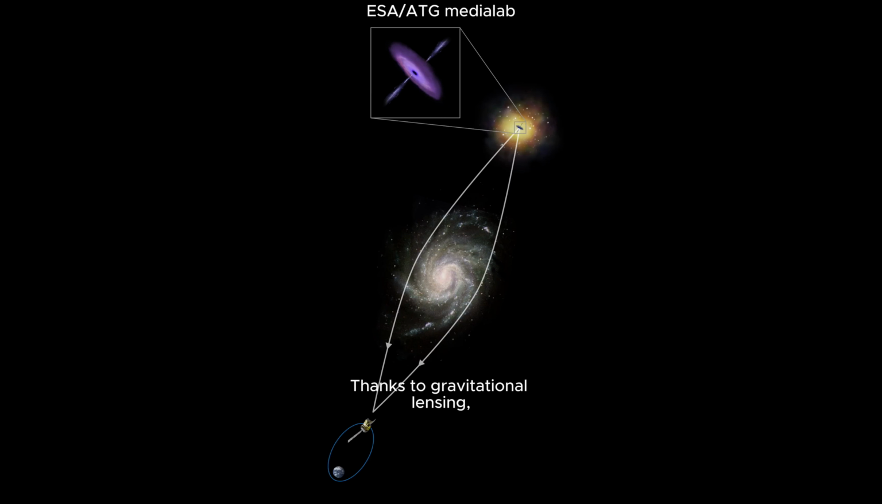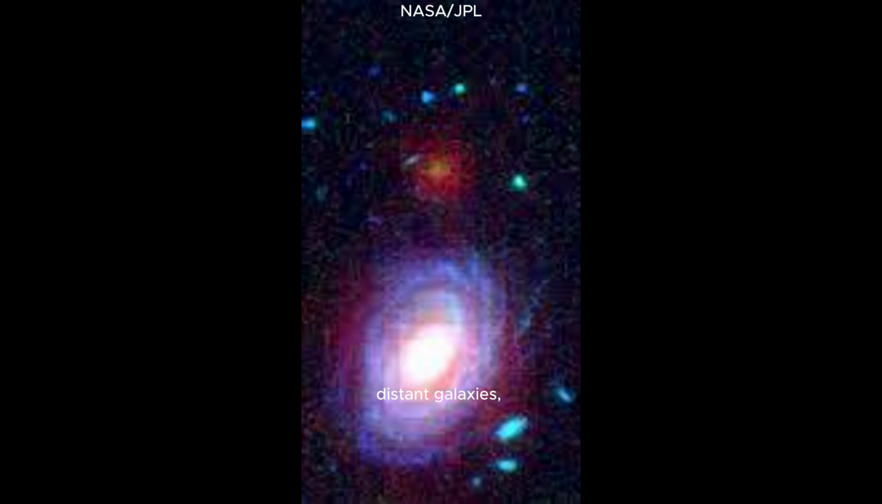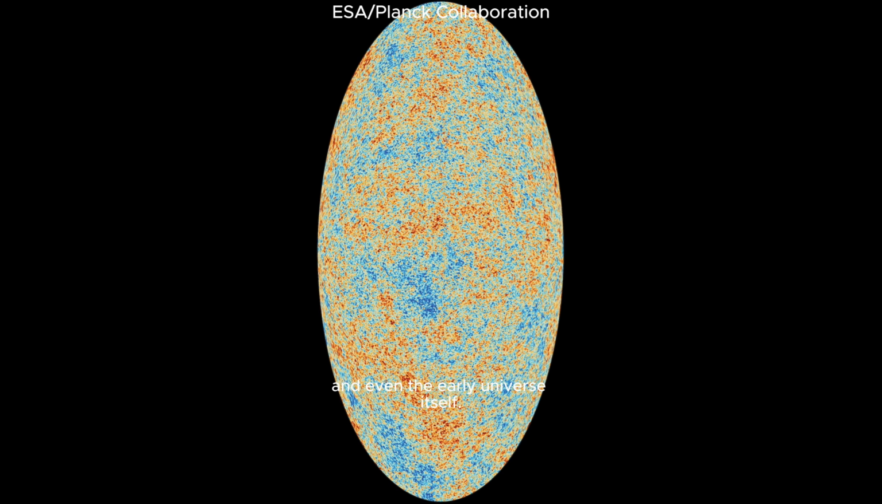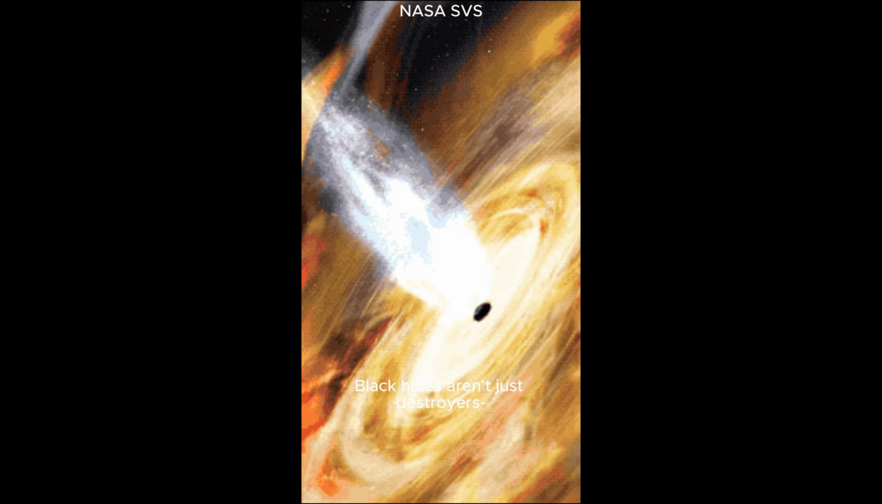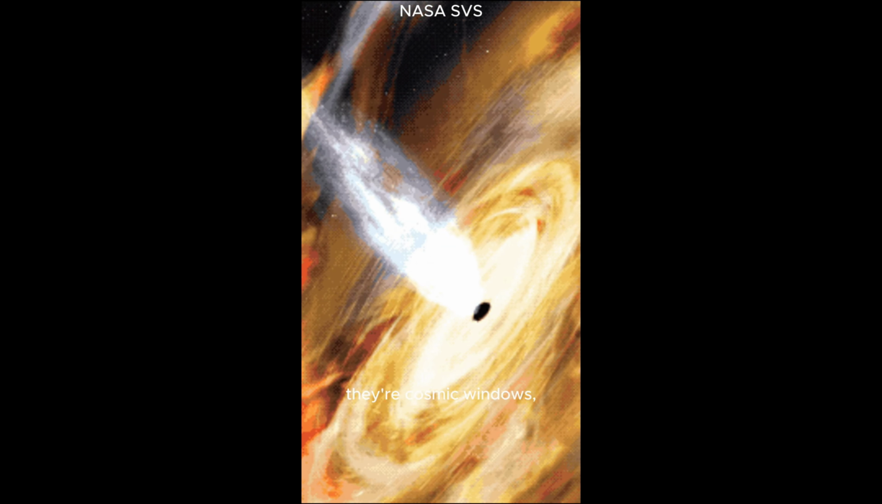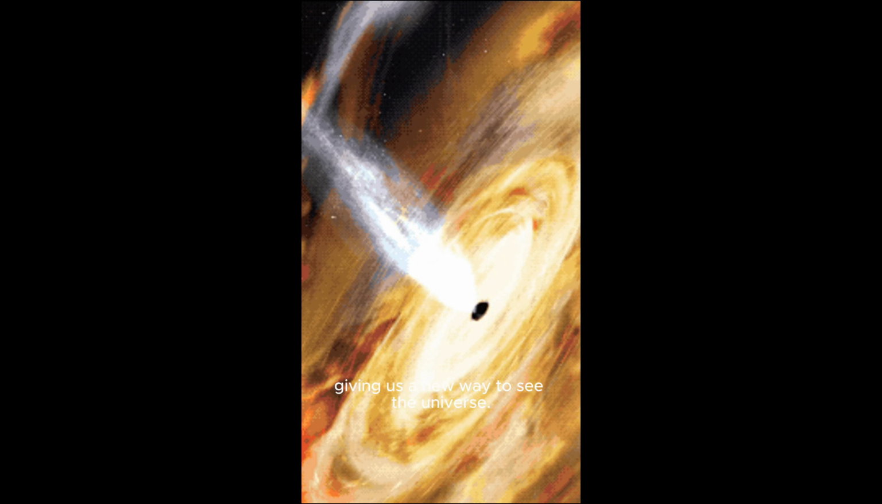Thanks to gravitational lensing, astronomers can study the universe's hidden corners, distant galaxies, dark matter, and even the early universe itself. Black holes aren't just destroyers, they're cosmic windows, giving us a new way to see the universe.